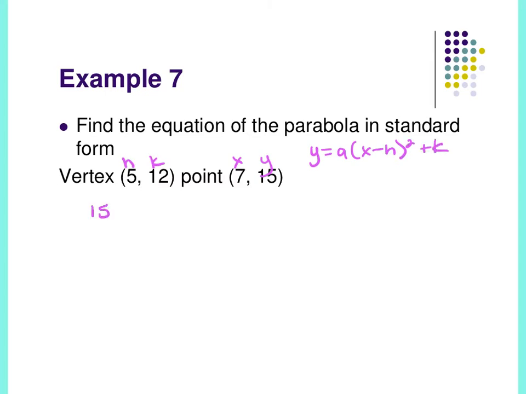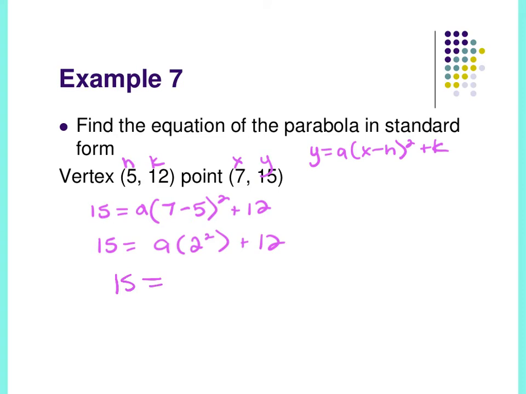The y is 15. The a is what I don't know. The x is 7, the h is 5, so 7 minus 5, squared, plus the k is 12. Then I'd get 15 equals a times 2 squared plus 12. Be careful here, because people do crazy stuff sometimes, like 4 plus 12. Then they take and add 4 plus 12. That's not right. Don't do that, okay?